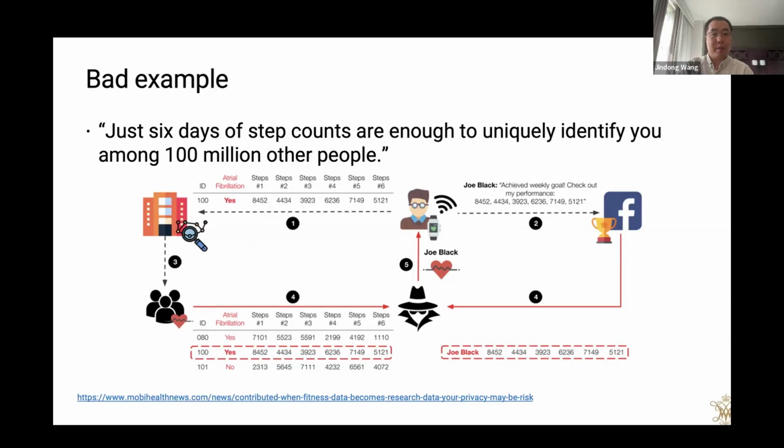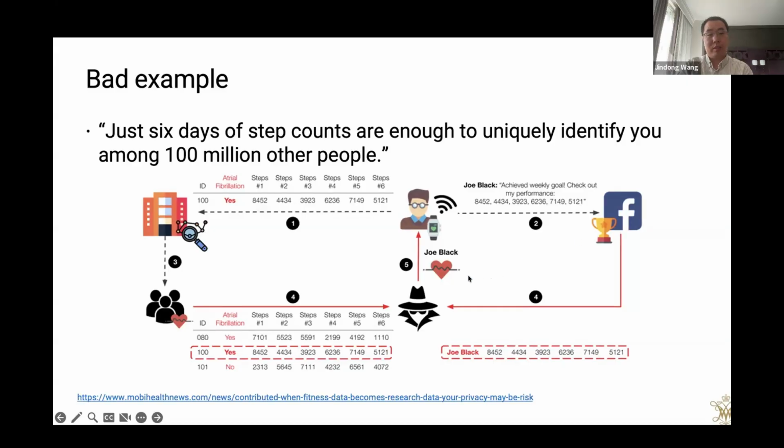Like, okay, so step one is I have some log information when I'm exercising. So how many steps was day one, day two, day three, day four, day five, day six. So these are my steps. Nobody will recognize you based solely on your steps, right? But it turns out they can. So someday, you post something online, like on Facebook, you said achieve weekly goal, check out my performance. These are the steps. These are on your Facebook. You do that intentionally, right?